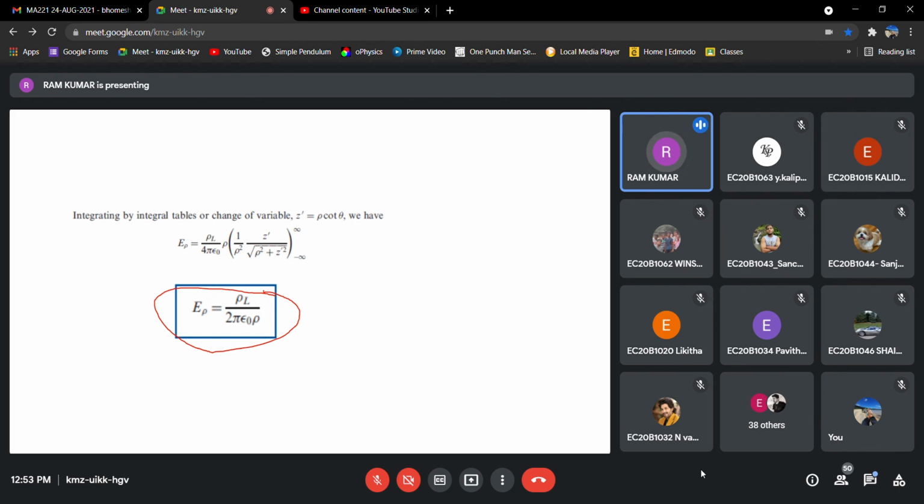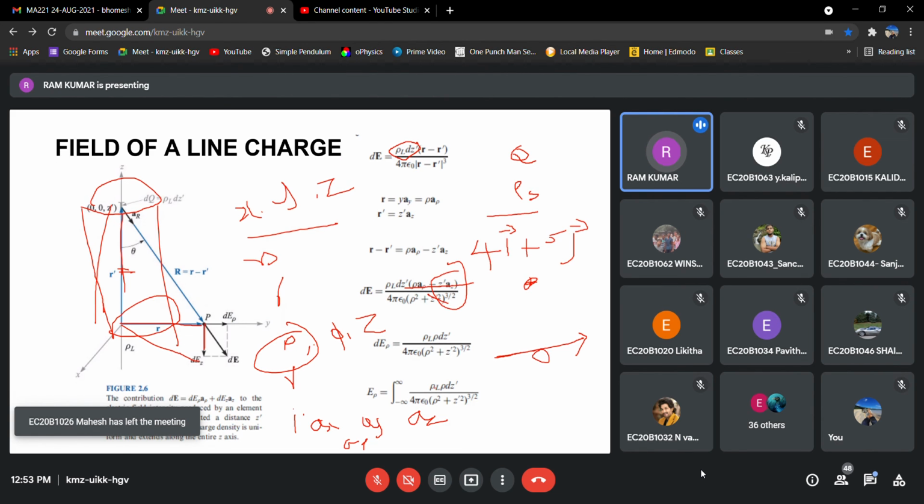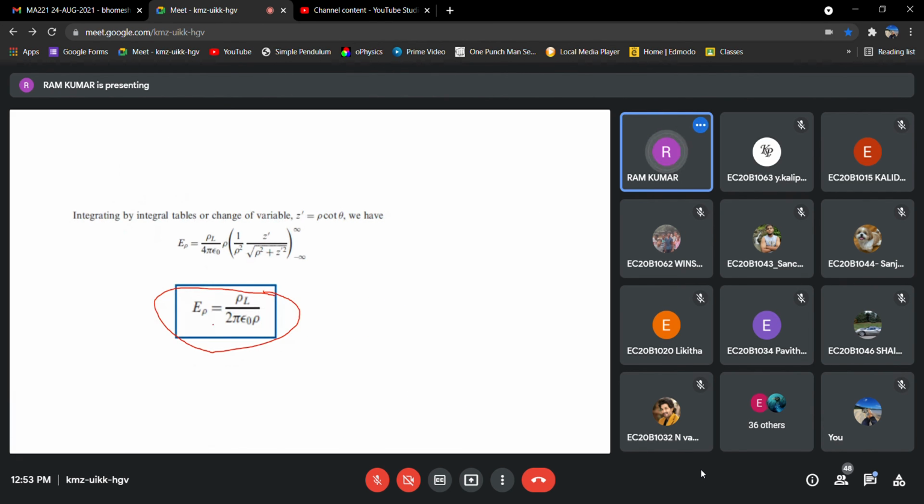Let's check who will answer this first. You may do this step by step, and you can take a photo or scan and put it in our group. We have a separate group, right? In that you just put this. So by integrating this equation, we will get this expression. That is the basic mathematical background, integration.